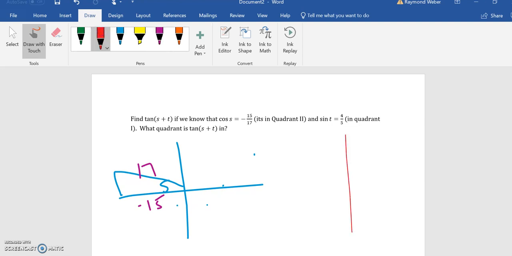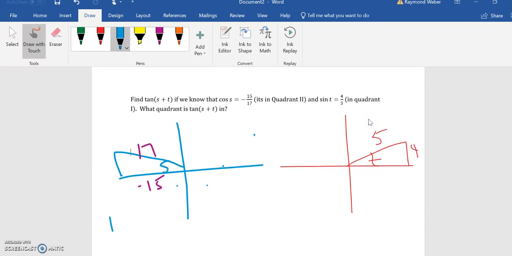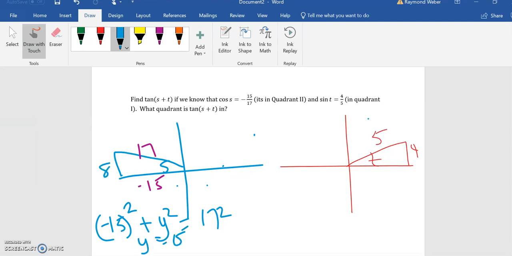And then over here on this one, we're in quadrant 1, so we're right here is t. And sine is opposite over hypotenuse. Then we're going to go back on both of these and figure out what the missing side is. So in this case, negative 15 squared plus y squared equals 17 squared. And so 17 squared is 289 minus 15 squared, which is 225, which is 64. So then y is 8. Okay? And that's positive because we're going up.